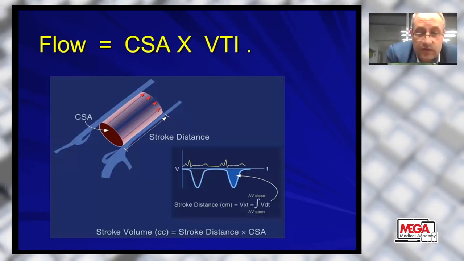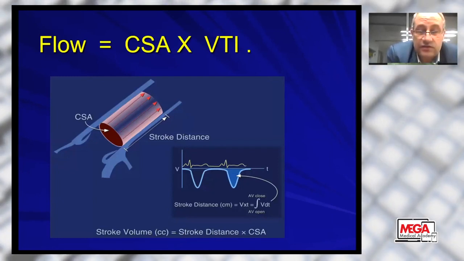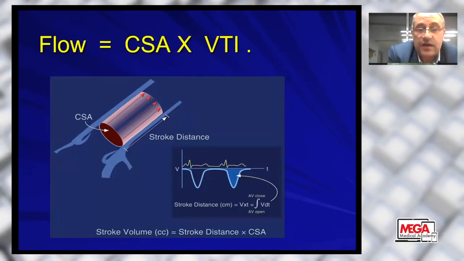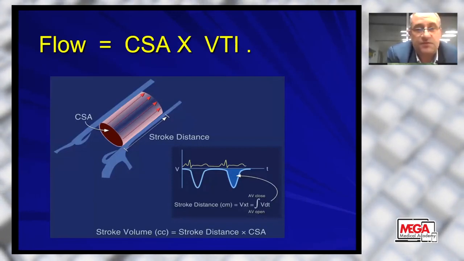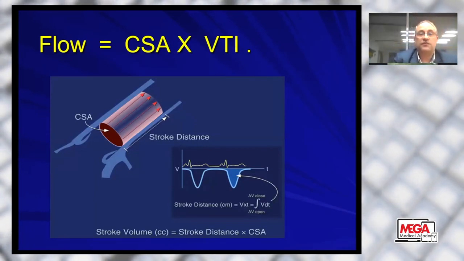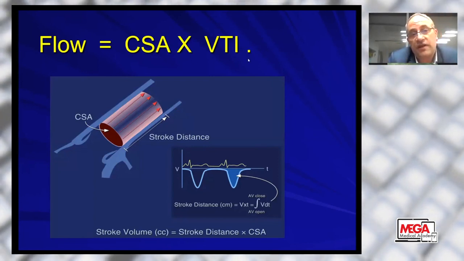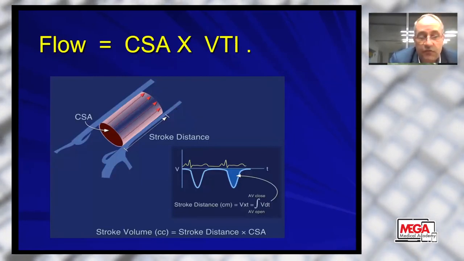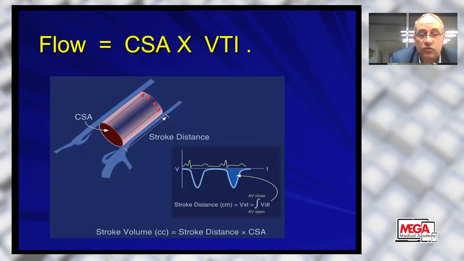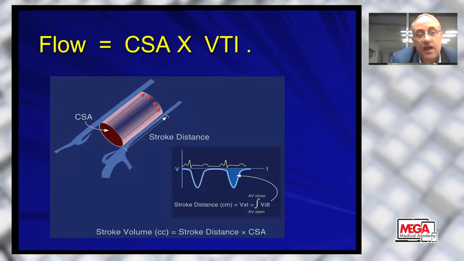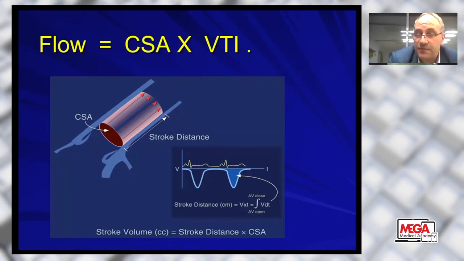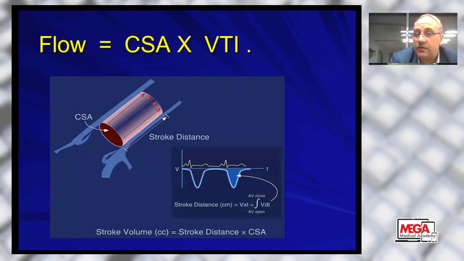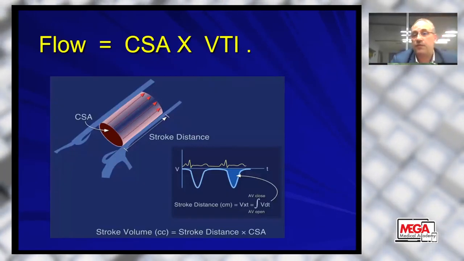Let us go to the hemodynamic principles, or physical calculations, that determine our hemodynamic measurements. The first one of them is flow equals cross-sectional area times the VTI. If we have a pipe with water flowing inside it, and I decide to calculate the flow of water, I will calculate the cross-sectional area of the pipe. Then I will calculate the velocity of water in the pipe. Cross-sectional area times velocity will be the volume passing across this pipe.